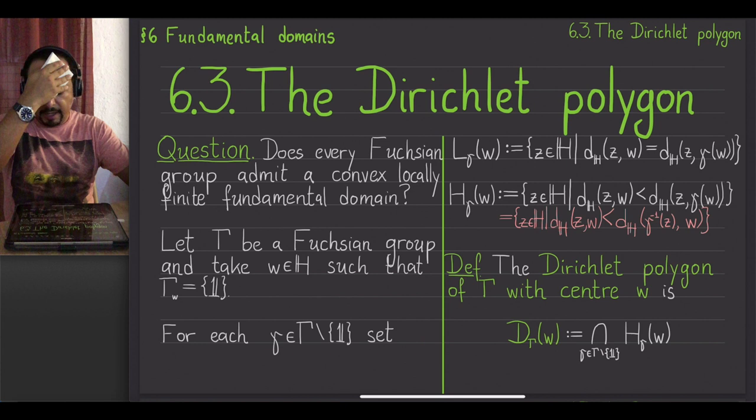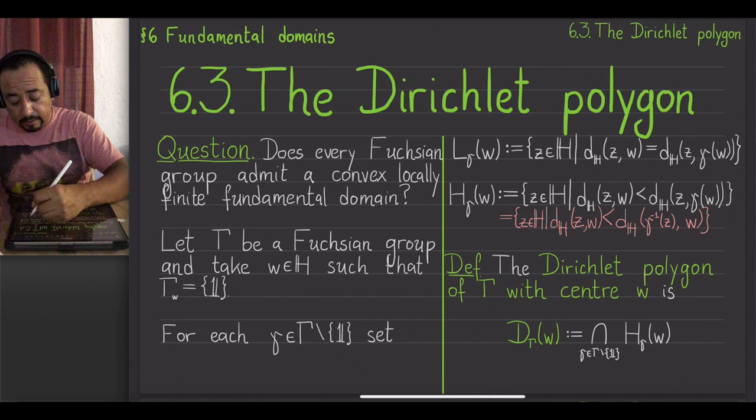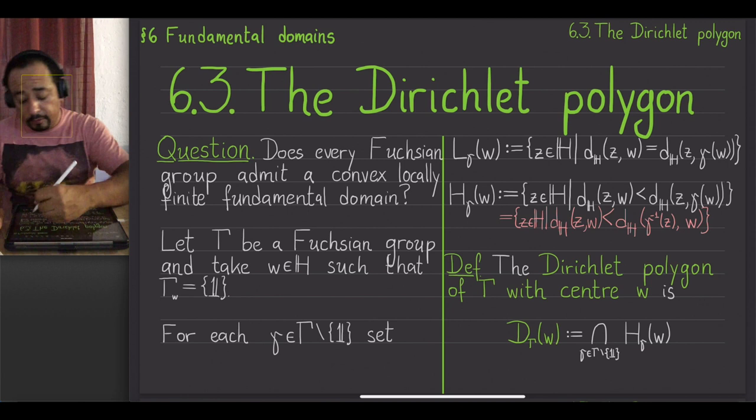An exercise would be to write down some algorithm that takes gamma as input, and as an output produces at least one such element. So this is going to be our hypothesis all throughout today's class.